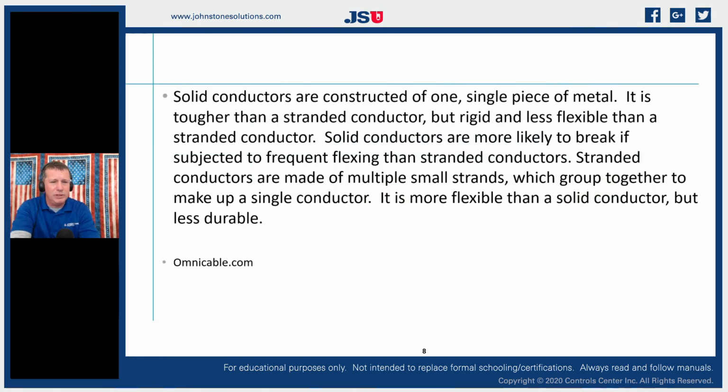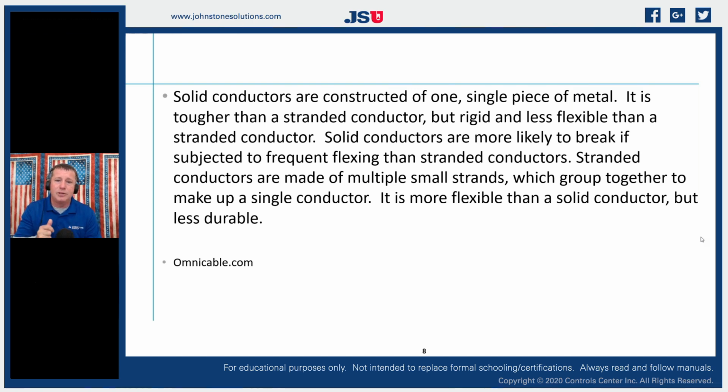Omni Cable is a really good wire and cable supplier, and they have a lot of good documentation, a lot of good training on different types of wires and the technology that goes behind making those wires. In some of their training, what they talk about is that solid conductors are a solid single piece of metal. In most of our industry, we're using copper. Occasionally we'll use aluminum, but most of the time we're using copper. And it is tougher than a stranded conductor, but rigid and less flexible than our stranded is. So our stranded is more flexible. So that's one difference between it. Solid conductors are more likely to break if they're subjected to frequent flexing than stranded.